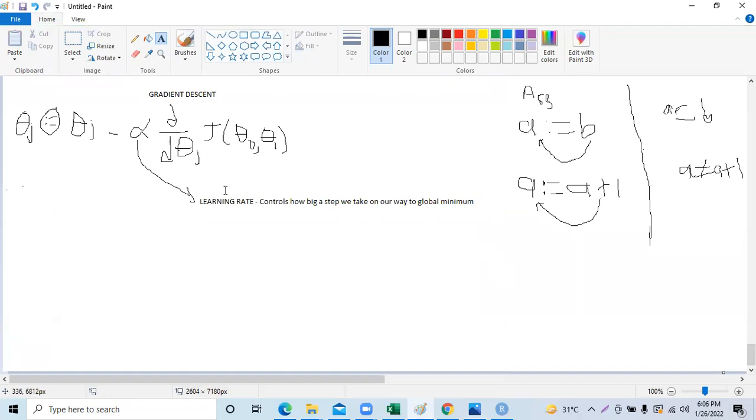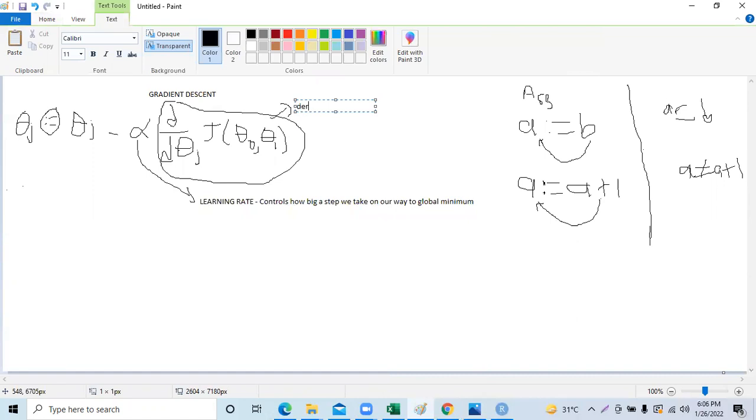What else is there to explain? Then this part of it, so this is learning rate. Then this part is a derivative term. So I'm going to explain all of this. Don't worry, it's very simple. So the next thing is simultaneous updates.